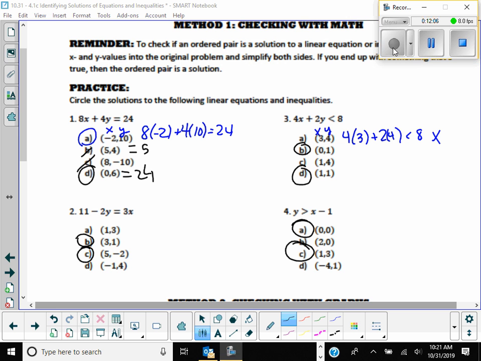Okay, so let's check on C. So 8 times 8 plus 4 times negative 10. That's 64 minus 40. Is that 24? So that does check, right? Okay. How do we feel about number 2?